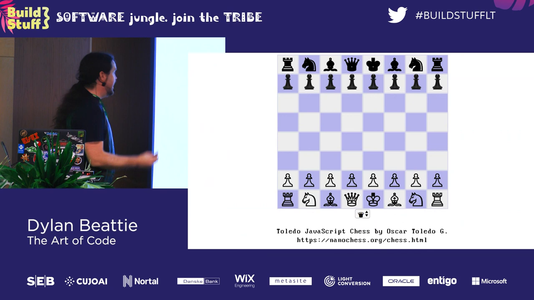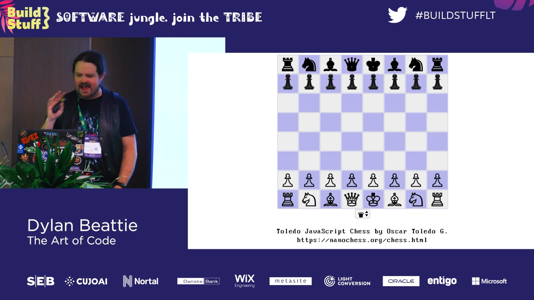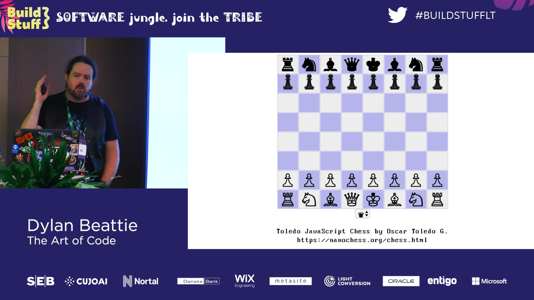It's called Nano Chess, by a guy called Oscar Toledo G, who just keeps winning these programming competitions. He's absolutely brilliant. Now, in 1994, Simon Rasinkevich won an honorable mention in the Obfuscated C contest for this program.